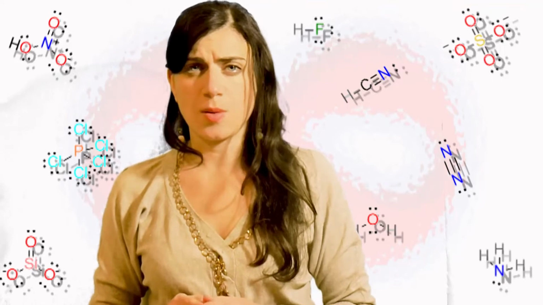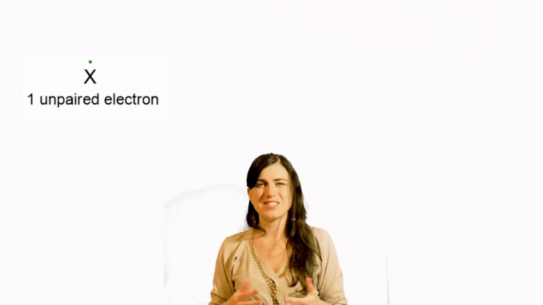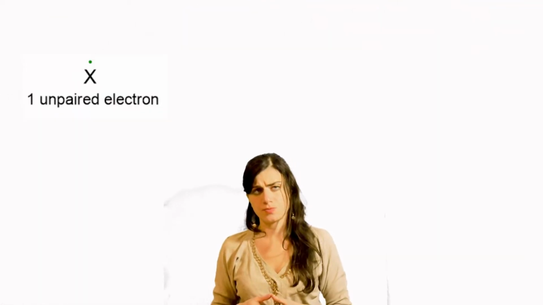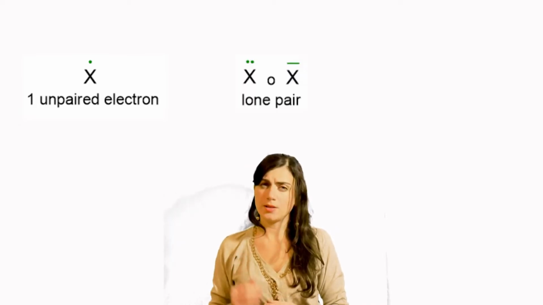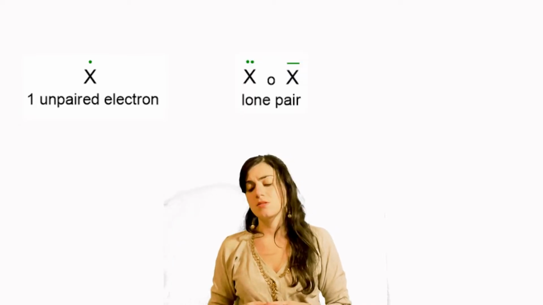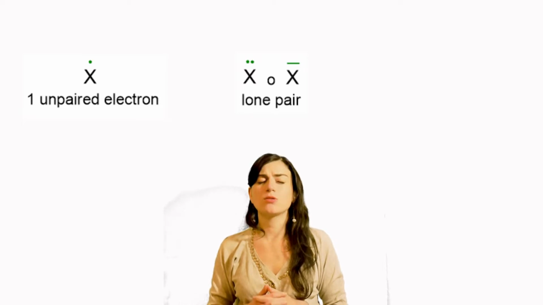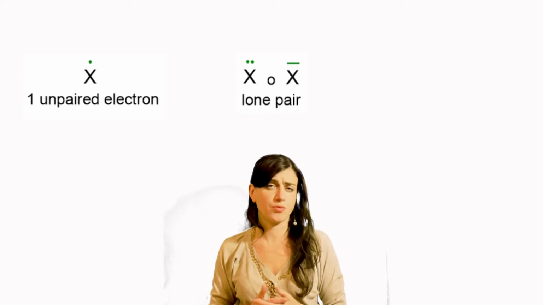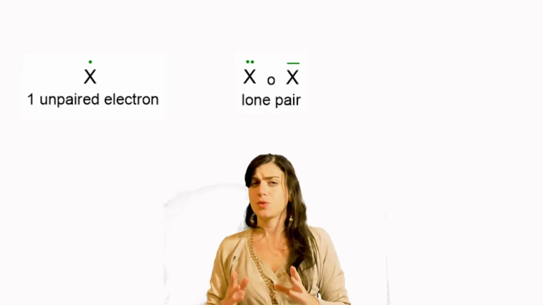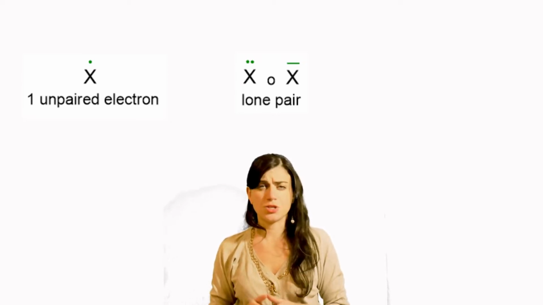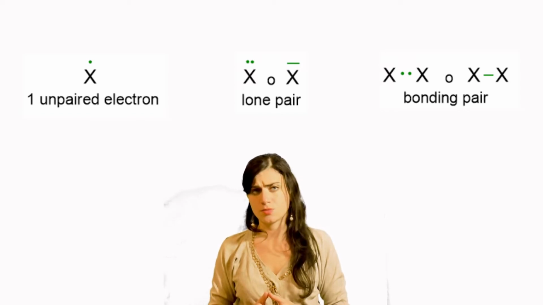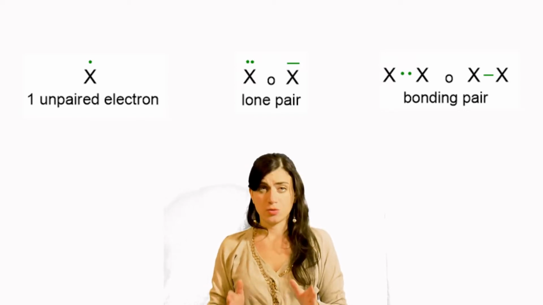One electron above one atom indicates an unpaired electron. Two dots above one atom indicate a lone pair. You can also use a dash instead of two dots if you prefer. On the other hand, two dots, or again a dash, between two atoms indicates a bond.